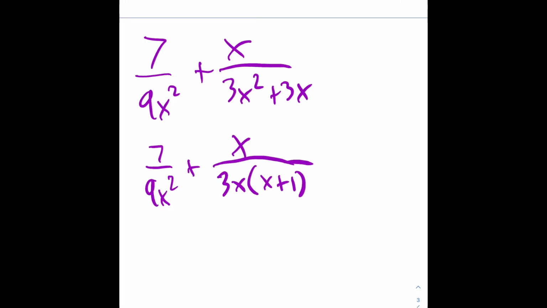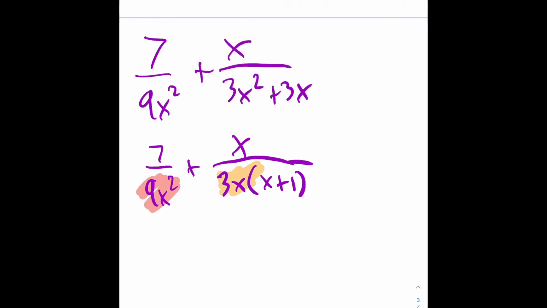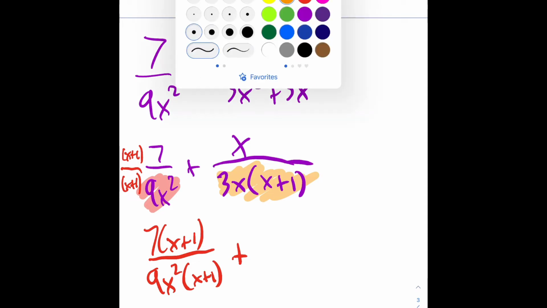And now I need to think, okay, what do I need to multiply by so that I get the same thing? Right now I've got something on the bottom here, and something different on the bottom here. So if I multiply this left side, anything I do on the top, I have to do on the bottom. So I'm going to multiply it by x plus 1 on both sides. Therefore, I'm left with 9x squared times x plus 1 over here, and this is still 7 over x plus 1 here.